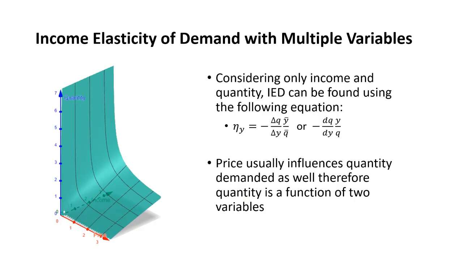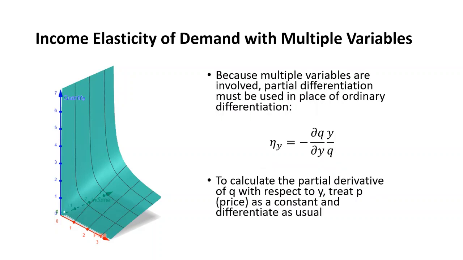As we found earlier, price usually influences quantity demanded as well. Therefore, the quantity is a function of two variables. Because of that, we have to use partial differentiation. The formula then becomes the income elasticity of demand equals negative partial derivative of quantity demanded with respect to income times income over quantity demanded. Just like we did before, to calculate the partial derivative of the quantity demanded with respect to income, we treat P, or price in this case, as a constant and differentiate as usual.